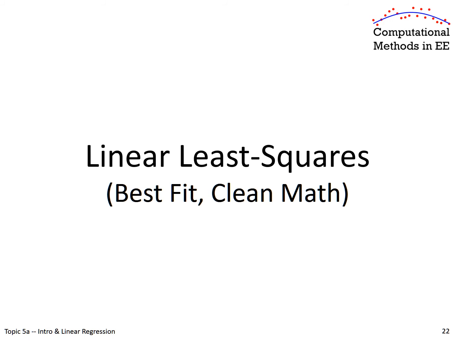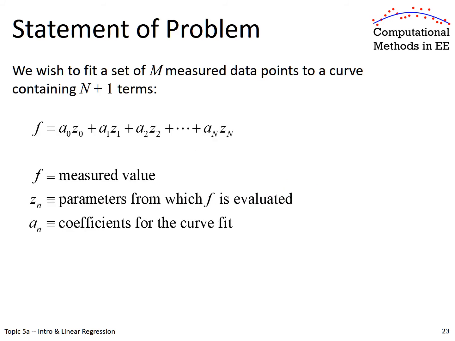Our next method is linear least squares. And it's implementing really what we talked about in the last method, but with cleaner math using matrices. Let's set up our problem and make it a little bit more generic in that we have an arbitrary number of unknowns. So in this equation, the z's we think of as our coordinates. So z0 could be x, z1 could be y, and z2 could be z. But we've generalized this to have any number of terms, but we can think of those as our coordinates.